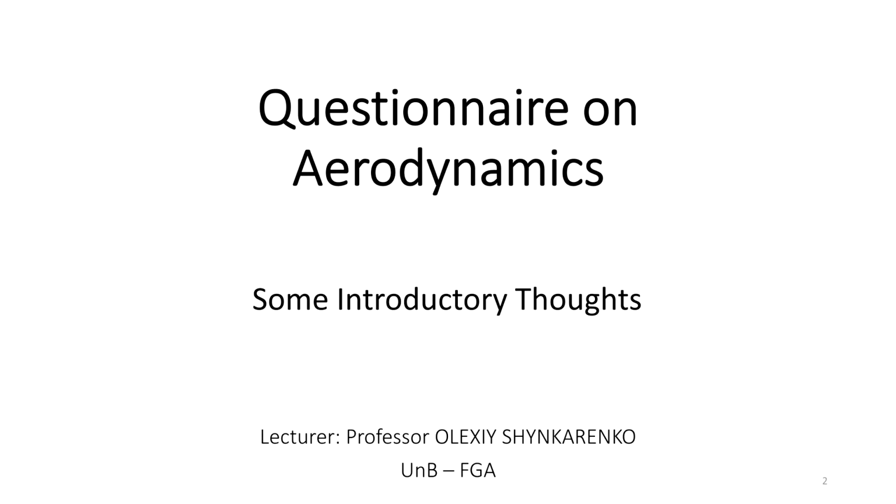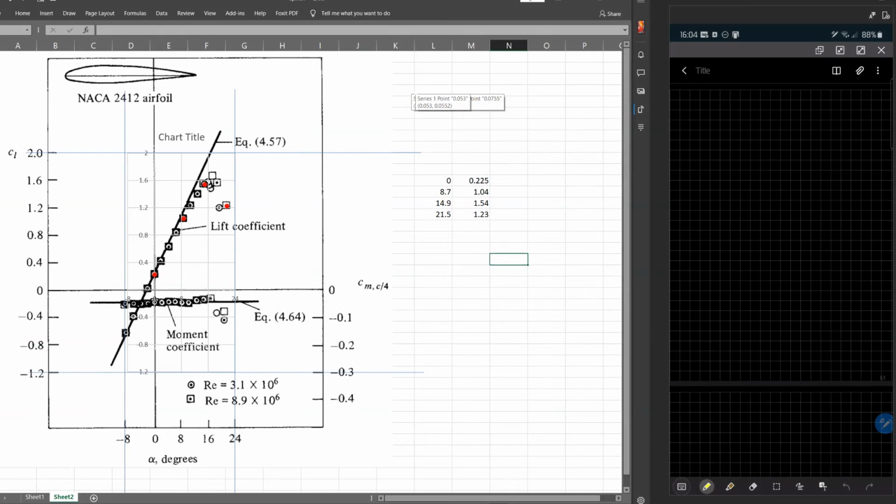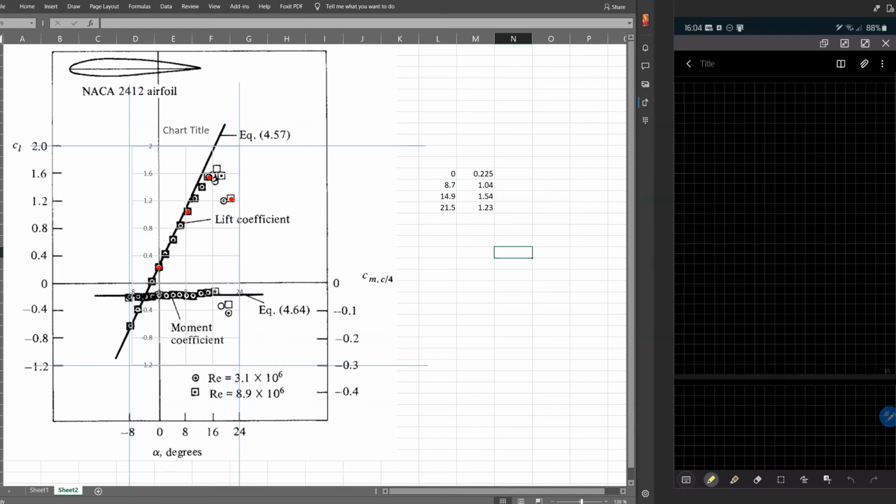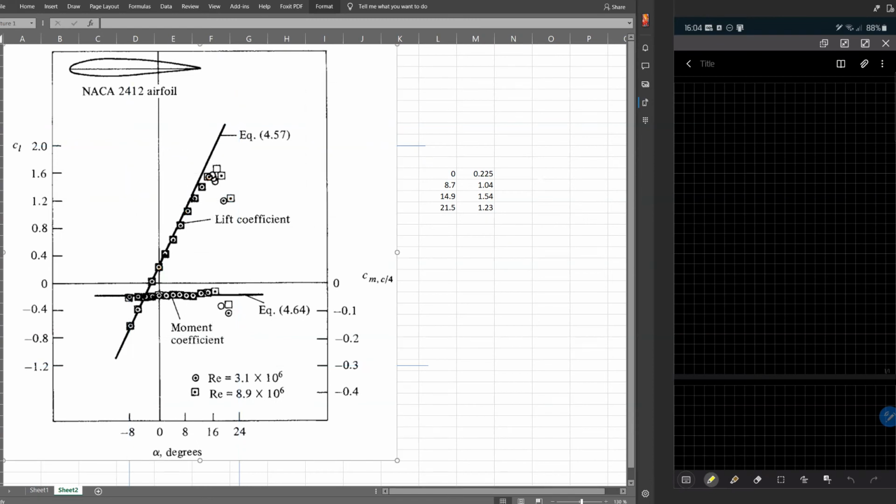Transformation of the experimental data from the graphics to numerical form is a very important question. And usually what we may see from the literature is some graphic from the book. These graphics I took from the Anderson book. I just bring it to front, and this is it. This is the data. There is no tabular form.